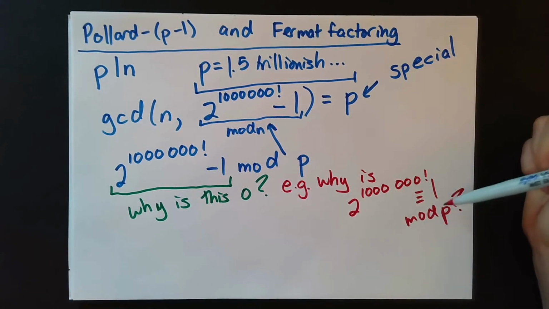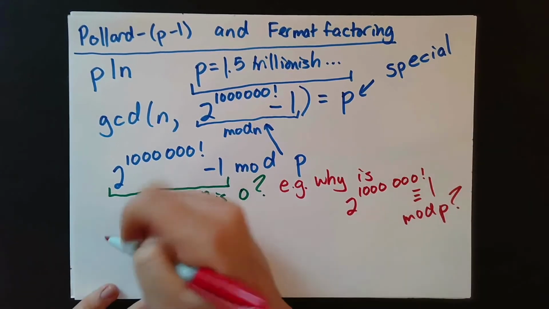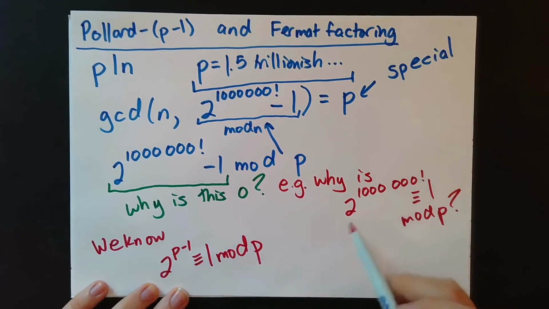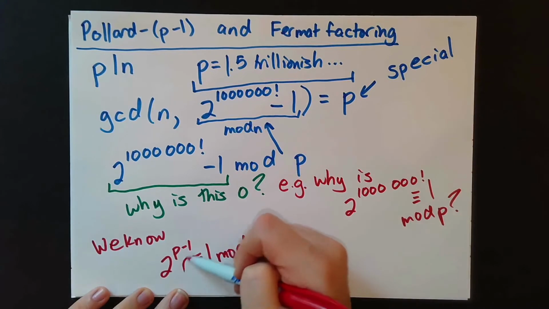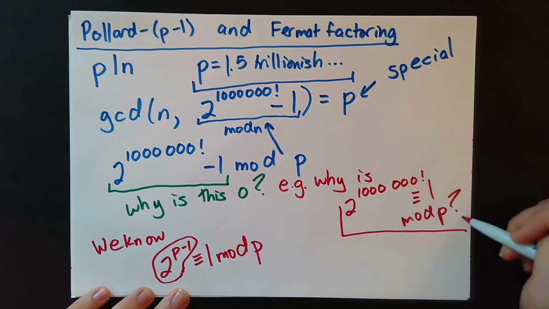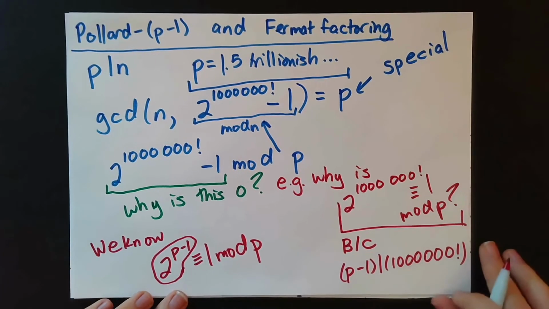Well, I actually know something about powers mod p being equal to 1. Namely, we know 2 to the p minus 1 is 1 mod p. That's always true for primes. This was just Fermat's little theorem that we started way back at the beginning of the class. And so, if this is already 1, every power of this is 1. And so what's actually happening here is that this is true because p minus 1 divides a million factorial.